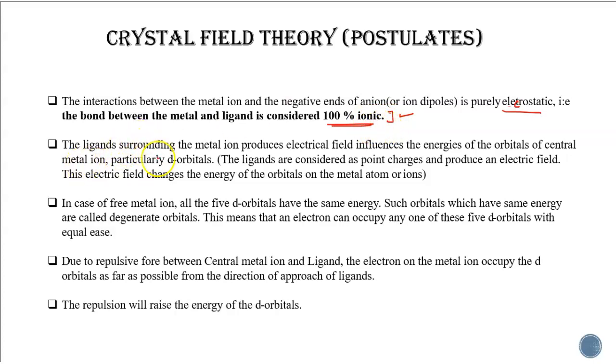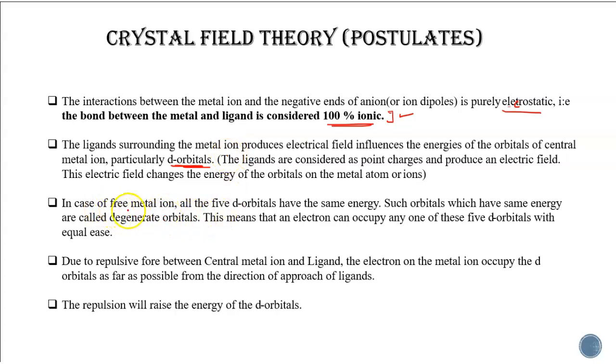Okay. Now another point is the ligand surrounding the metal ion produces electric field, influences the energies of the orbitals of central metal ion, particularly the d orbitals. So I told you earlier only that your ligands are going to create your non-spherical electric field, which you call crystal field, और उस स्पेशल अरेंजमेंट की वजह से क्या होगा, इन पॉइंट चार्जेस की वजह से जो आपकी d orbitals हैं उनकी एनर्जीज पे इफेक्ट पड़ेगा, डीजनरेसी डिस्टर्ब होगी, and some of the d orbitals will rise in energy, some of them will decrease in energy. That we'll discuss further later.